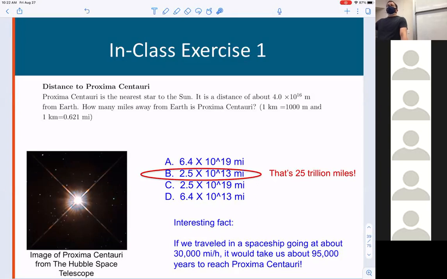Think about how insane that is. You will die 1,000 times before you hit the next nearest thing in space, like the next nearest star. Okay.